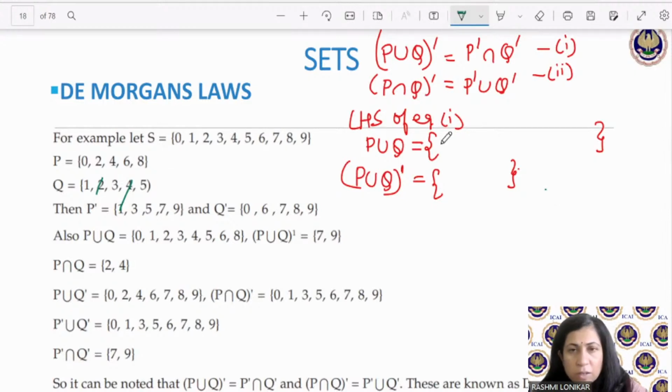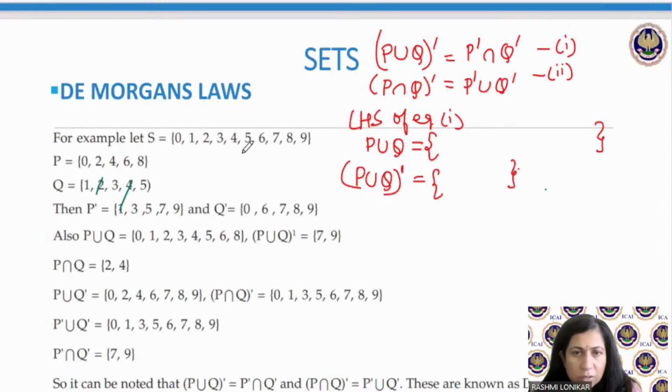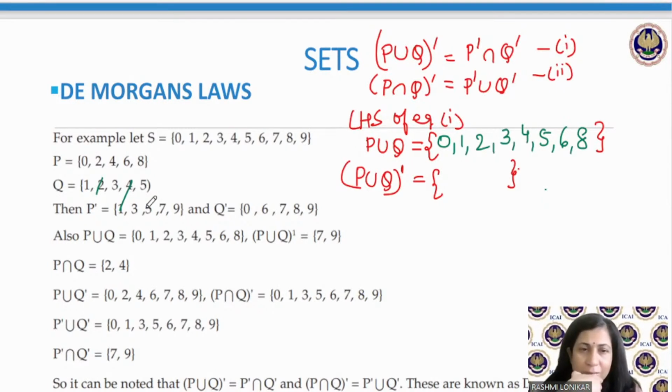So what am I going to write down in P union Q? 0, then 1, then 2, then 3, then 4, then 5, 6, and 8. 1, 2, 3, 4, 5, 6, 7, 8. So there are 8 elements in P union Q.